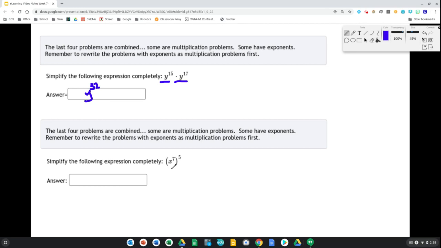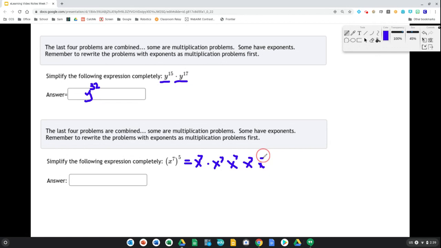In the second problem that I have up here, x to the 7th with a 5 on the outside of it, remember what that means. If I was to rewrite this as a multiplication problem, I would write down x to the 7th, and then I would write it down 5 times, once for each number I see out here. So to the 5th power means I'm going to write it down 5 times. So x to the 7th times x to the 7th times x to the 7th times x to the 7th times x to the 7th.